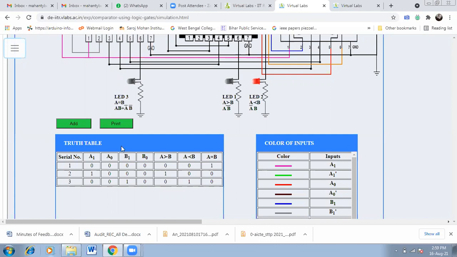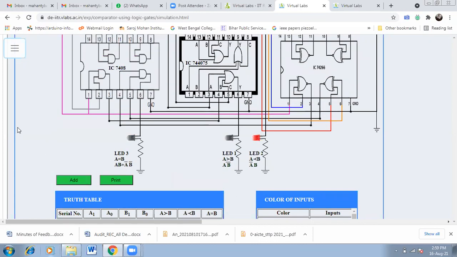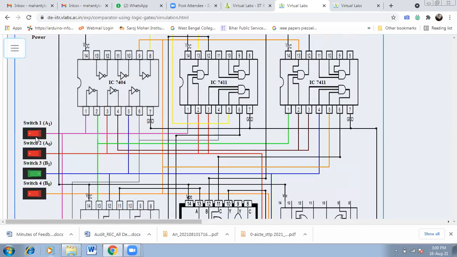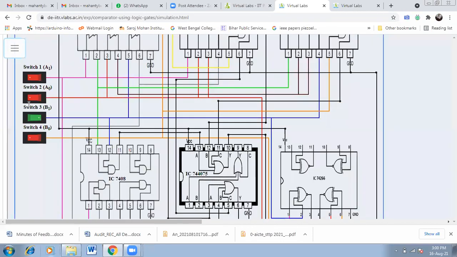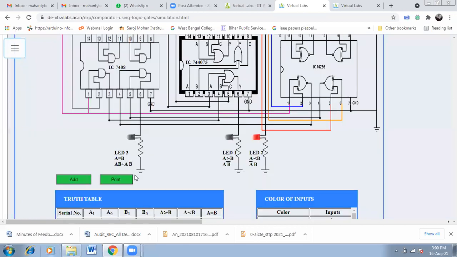So you can check all the combinations. There are 4 combinations, and this is also 4 combinations. So you can check for all combinations: 00, 01, 10, 11. Similarly 00, 01, 10, 11. You can check any values, and correspondingly you are getting the output. So whatever the input combination between A and B, any one of these outputs will be satisfied: either A is equal to B, or A greater than B, or A less than B.